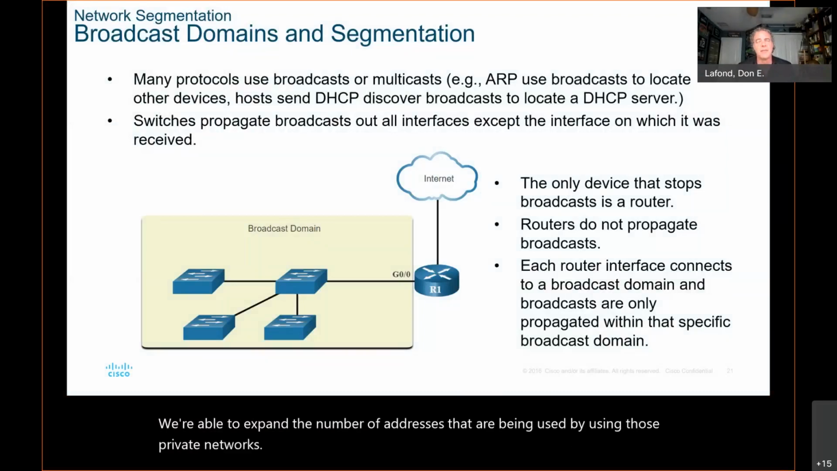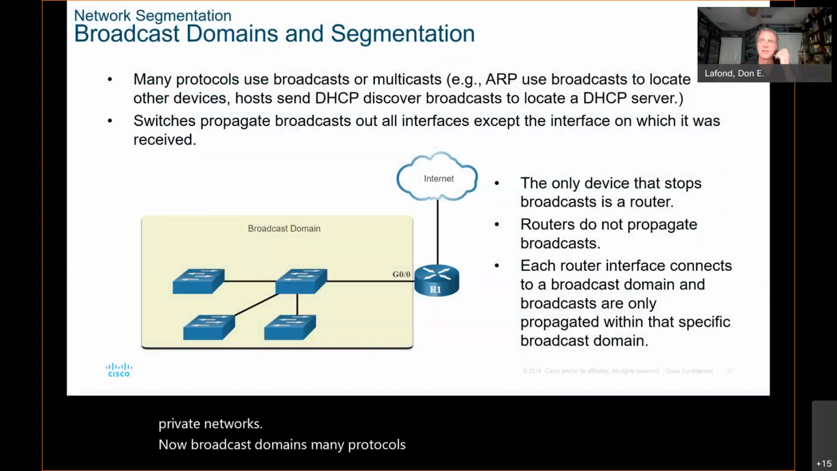Now, broadcast domains. Many protocols use broadcast or multicast.